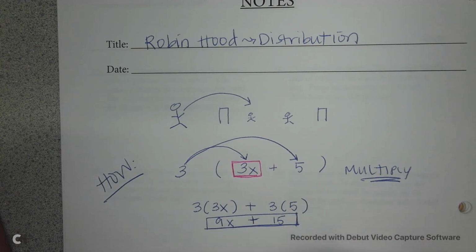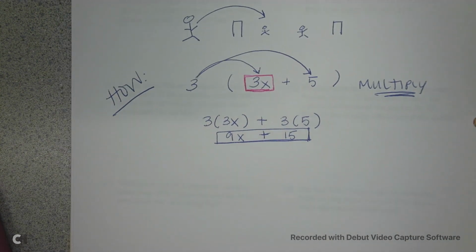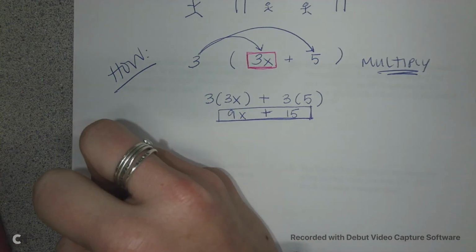This is simplified. We don't have an equal sign, and we cannot combine them because they're not like terms. Again, no equal sign, so we can't go any further, and they don't both have x's, or they both are regular numbers, so we can't combine them. They're not like terms. So that's the how we distribute, and this is the why.